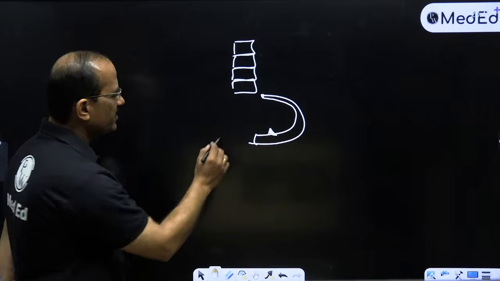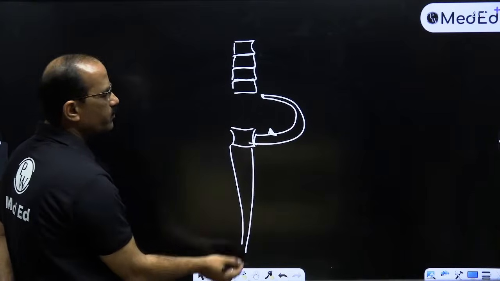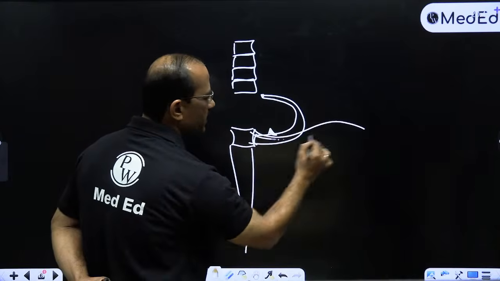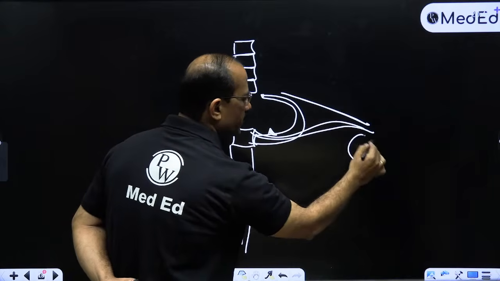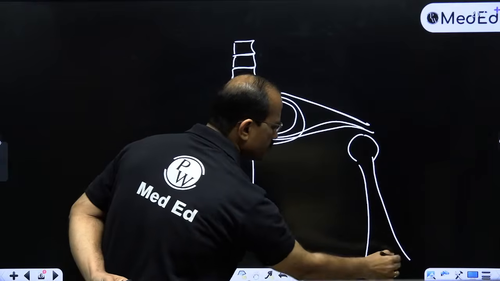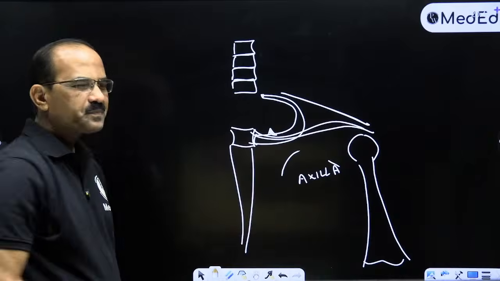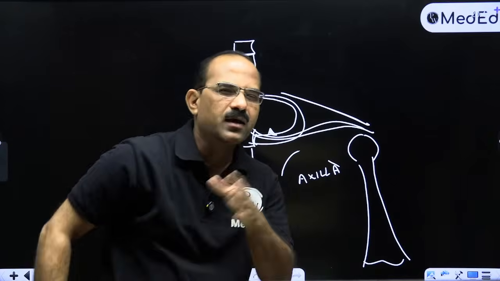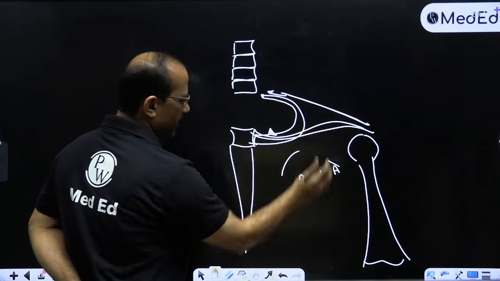Hi, Bhavish. What is this? This is the manubrium sterni. That's the body of the sternum. This is going to be the clavicle. This is going to be the scapula. That's the humerus. Where are we? That's the axilla. This area is the axilla, correct? This is known as the apex of the axilla.